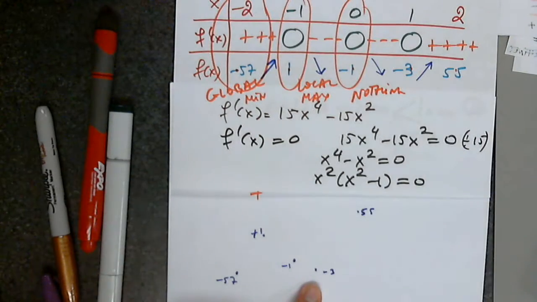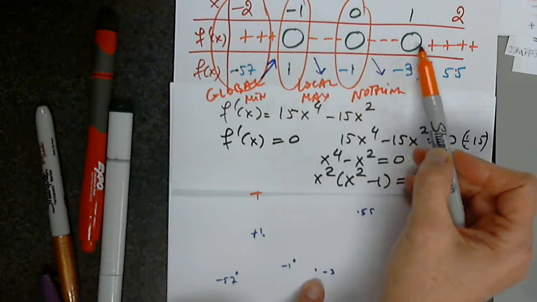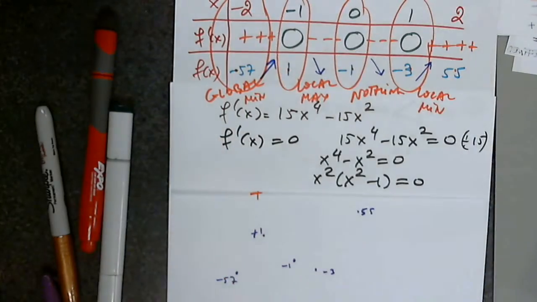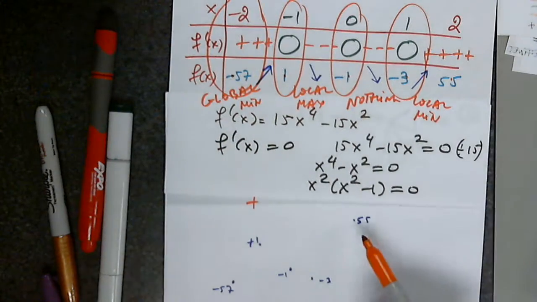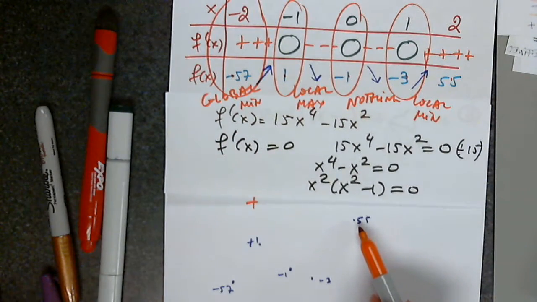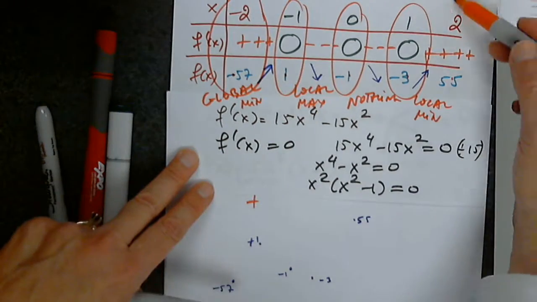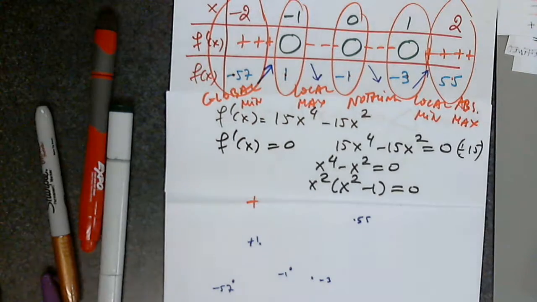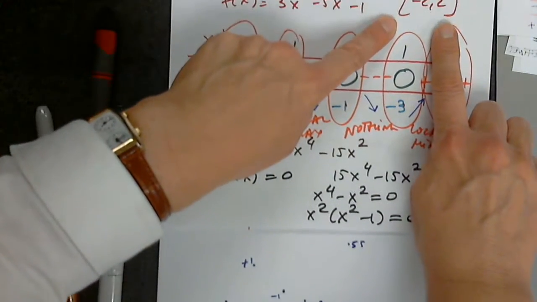-1, -3. Yes, the first derivative changes sign. So this must be a local min. Finally, 2, 55. What does 2, 55 represent? Exactly. This is an absolute max. This is how we go step by step to determine local max, local min, absolute max, absolute min for a function given on a closed interval.